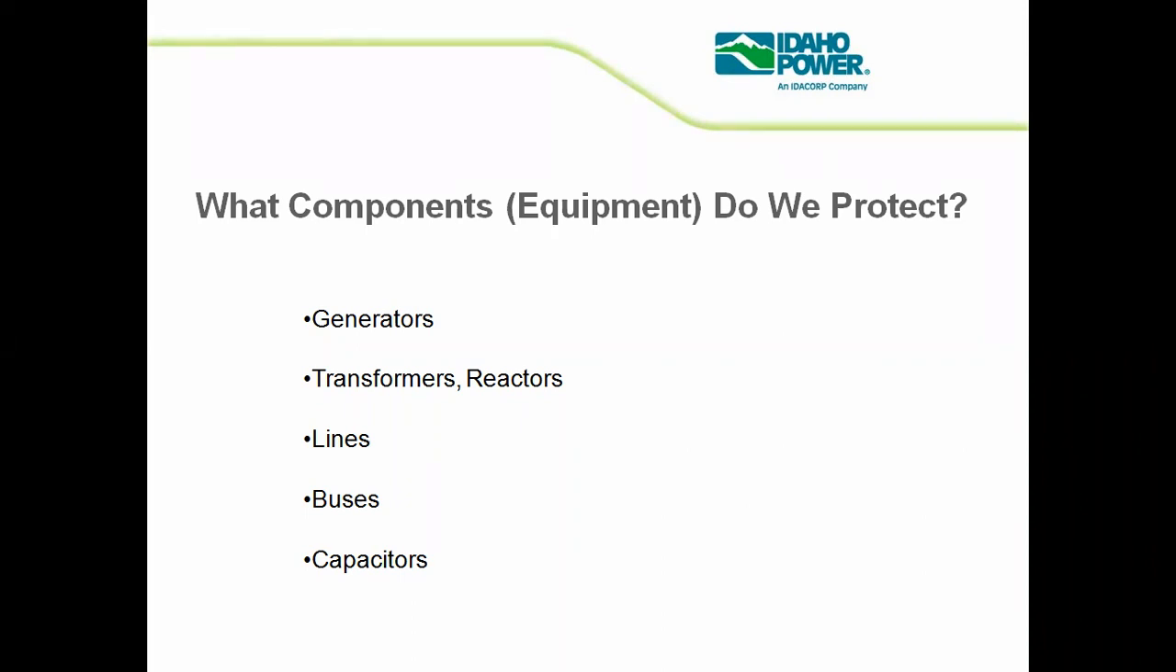These generators, transformers and reactors are related to your generation side. We have lines, and these lines are basically called transmission lines. We have buses. These buses can be used in the generating part as well as the distribution part. And lastly, we have the capacitors. These capacitors are basically capacitor banks. These are also used on the generating side as well as your distribution side. So these are a few components where we have to apply power system protection.